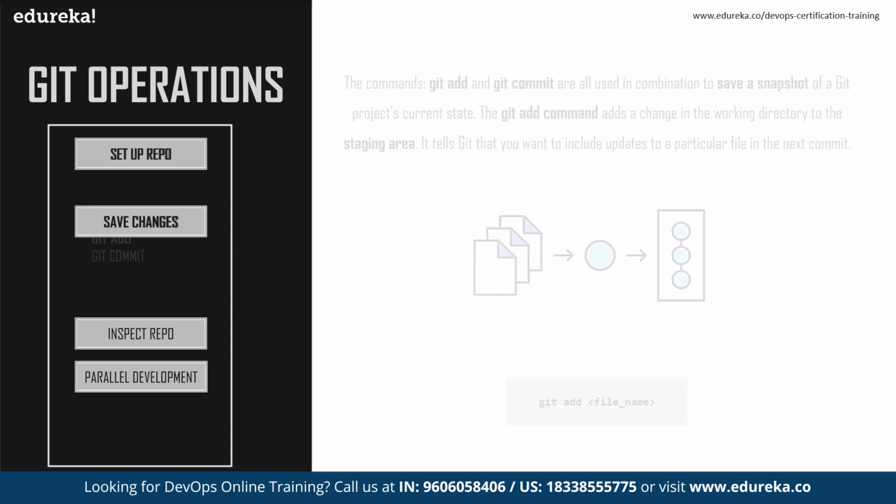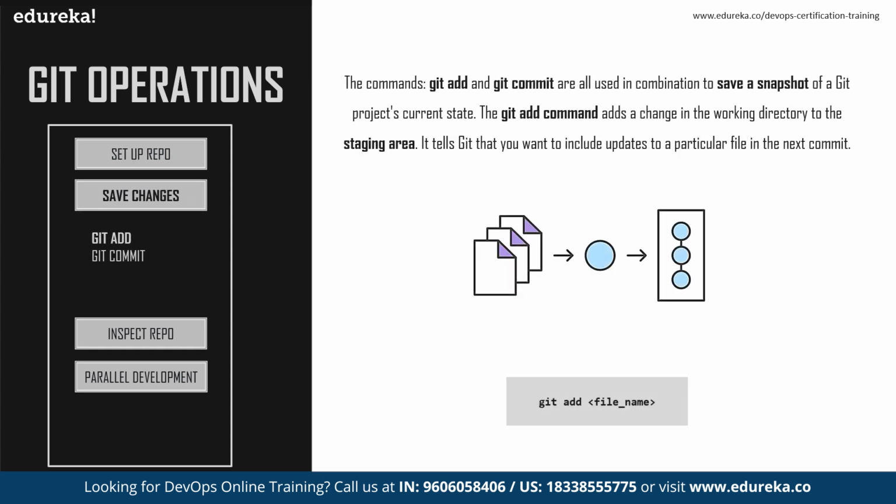Moving on, let's look at operations that you use to add changes and save changes to your Git repository. Now, the first two commands here that we're going to look at are git add and git commit. Now, this combination is basically used to create these snapshots that I was talking about initially in the session, right?